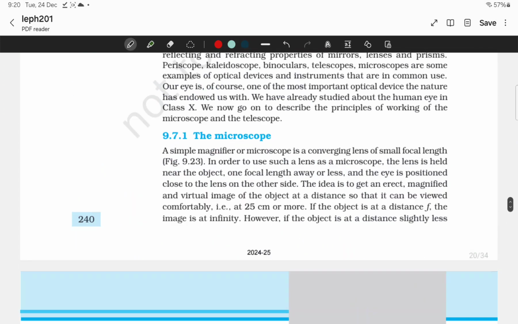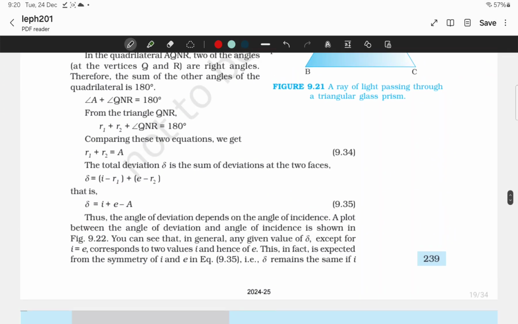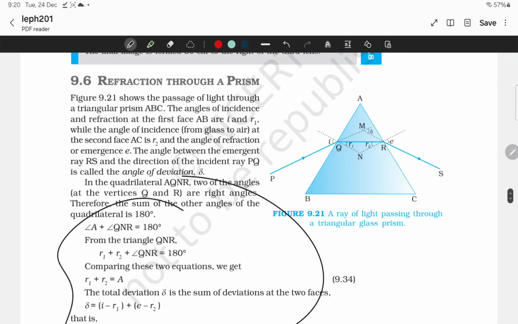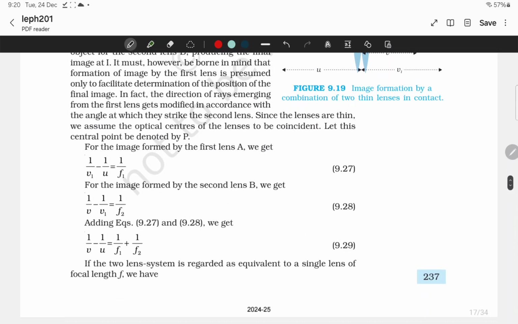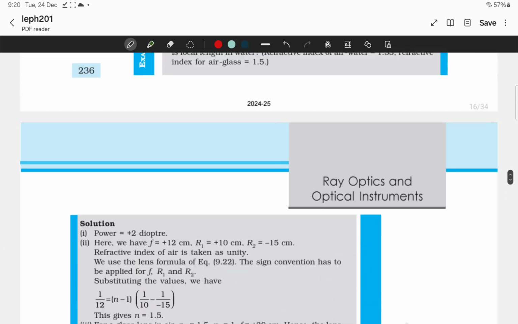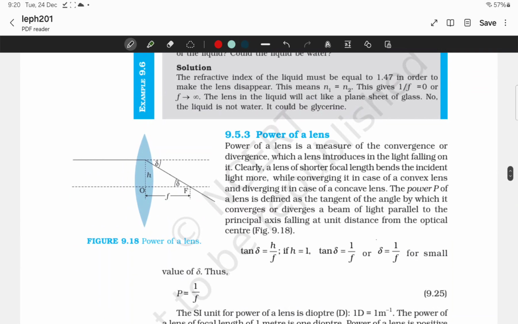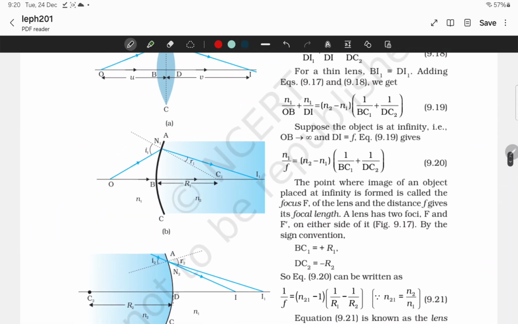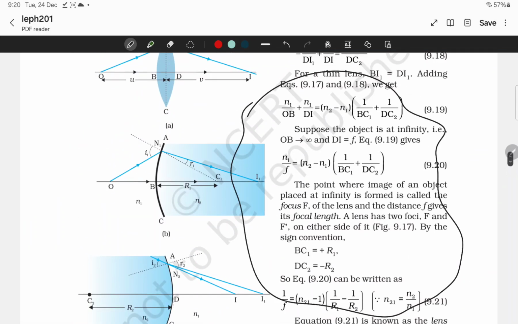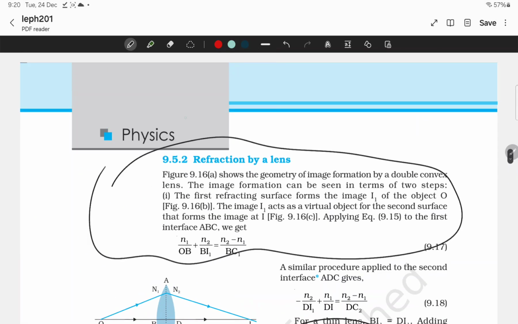For derivations, you can check the textbook, because look, for prism the derivation and all is given here. Prism. Now for combination of lenses, it is given here. The combination of lenses, no need of derivation and all. For power of a lens, it is here. Now for reflecting surfaces, everything is here.